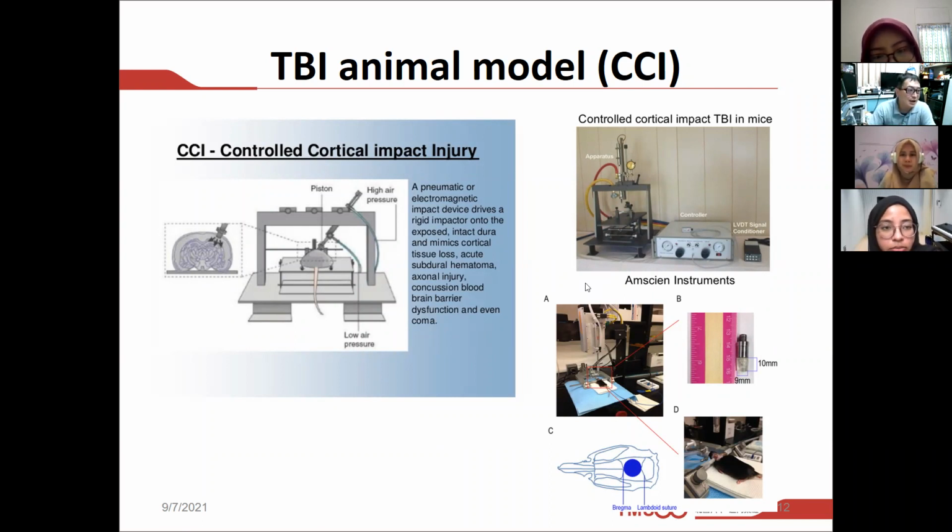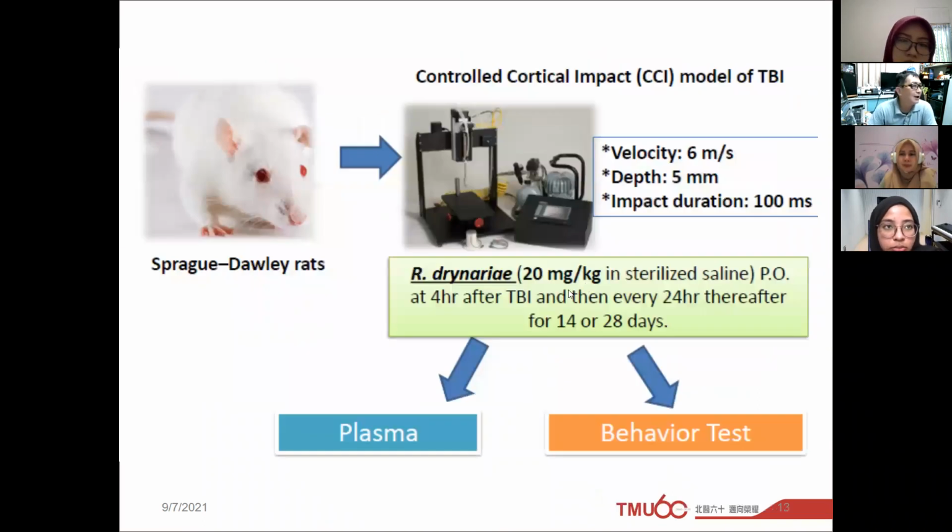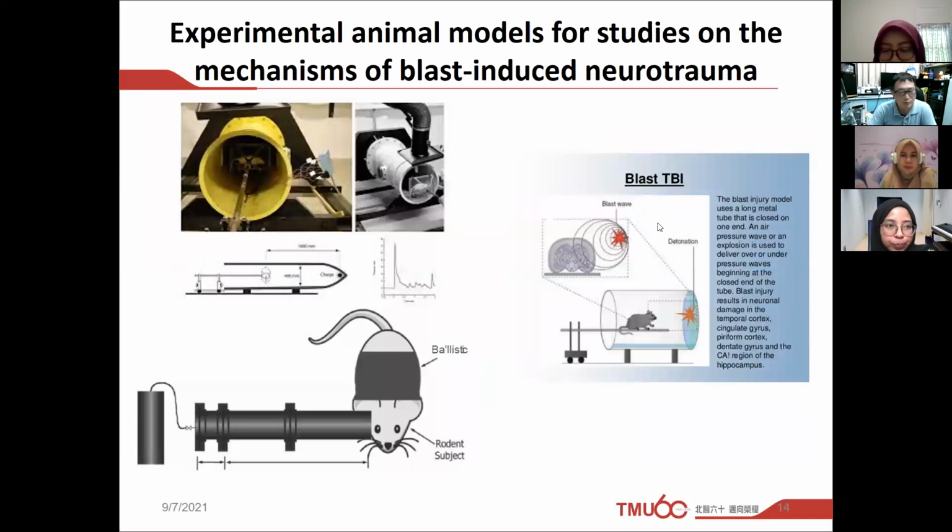Okay. Now we go to the next. For example, we can adjust the velocity, we can adjust the depth, we can check the duration when you hit it, how long it will stay on the brain and restore. So using this method, we can repeat our experiment.